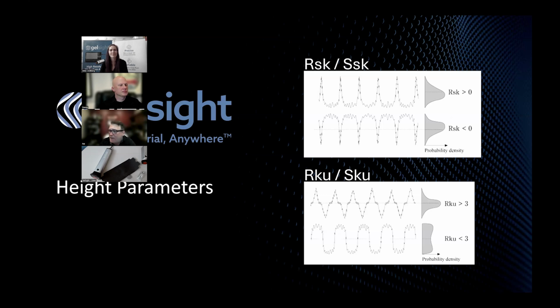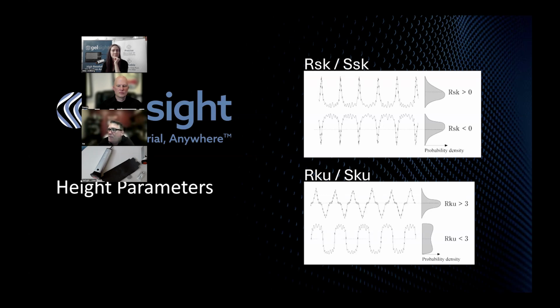Quite often, when you have a surface that's going to be coming into contact with another surface, you may want to have an RS with a skewness value that's less than 0, which basically tells you you have more material above the mean height of the surface than below.